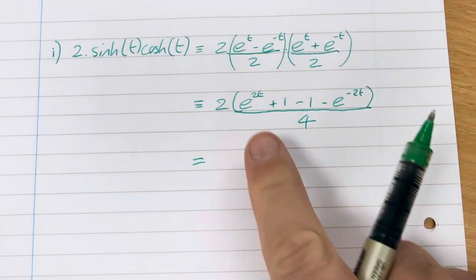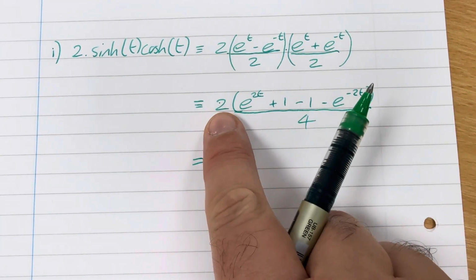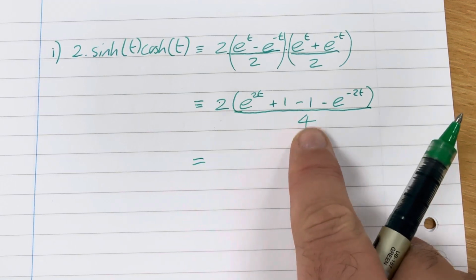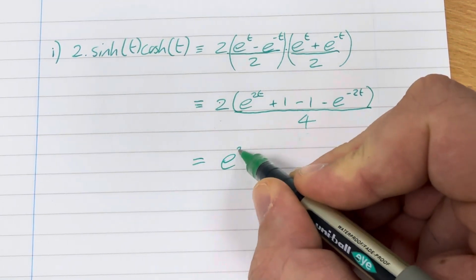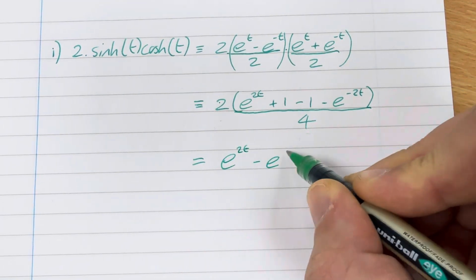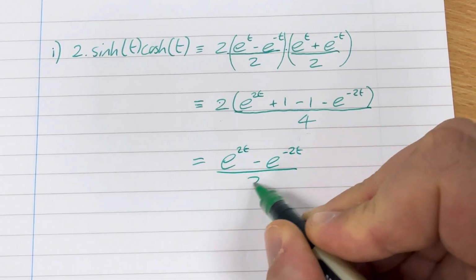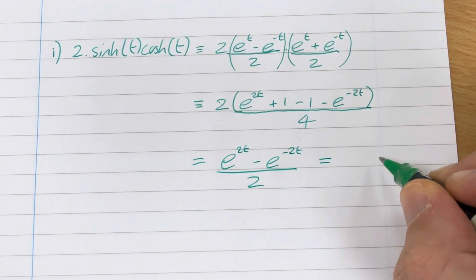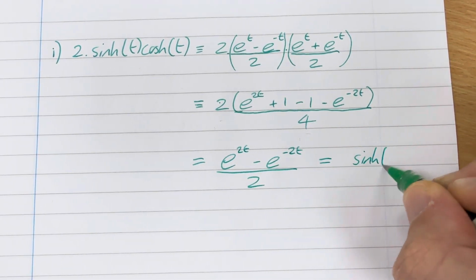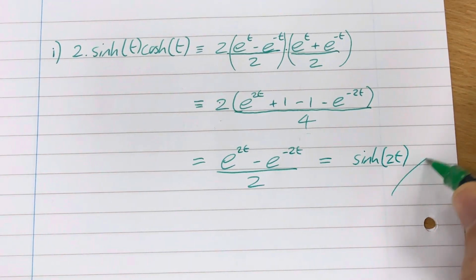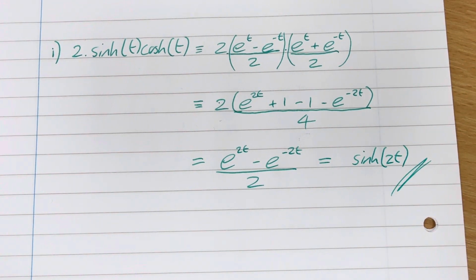Okay. The plus 1 and minus 1 cancel, and I can cancel the 2 and the 4 down to make just a 2 in the denominator. So that's e to the 2t minus e to the minus 2t, all divided by 2. And that is, by definition, sinh of 2t. Okay, so we've proven that this identity is true.